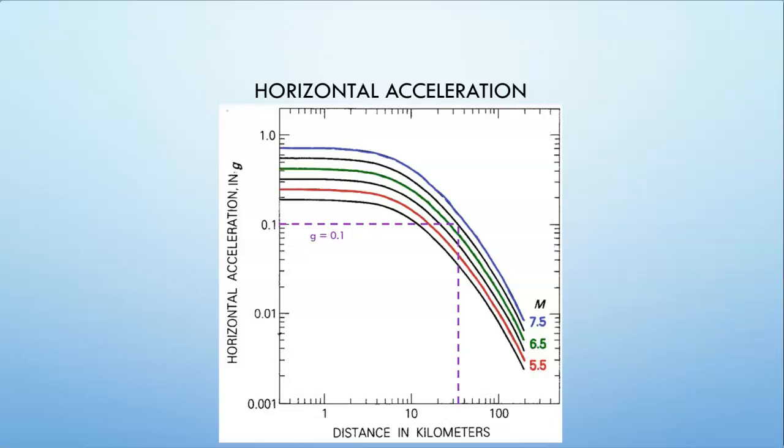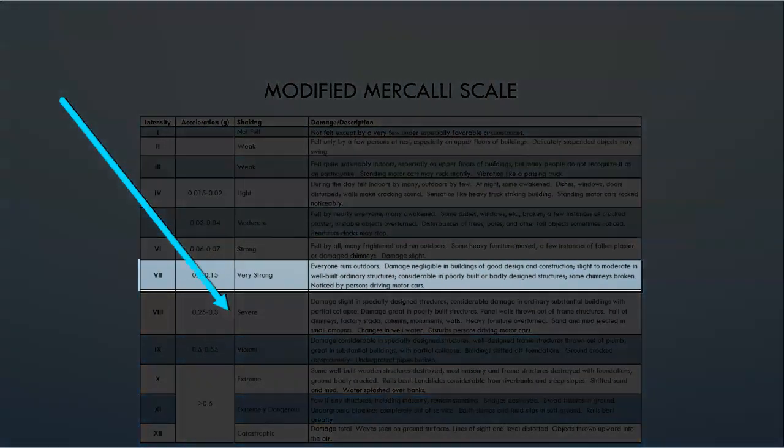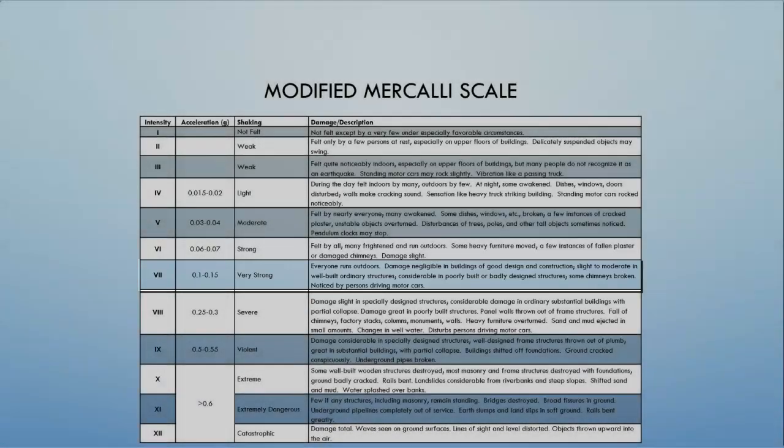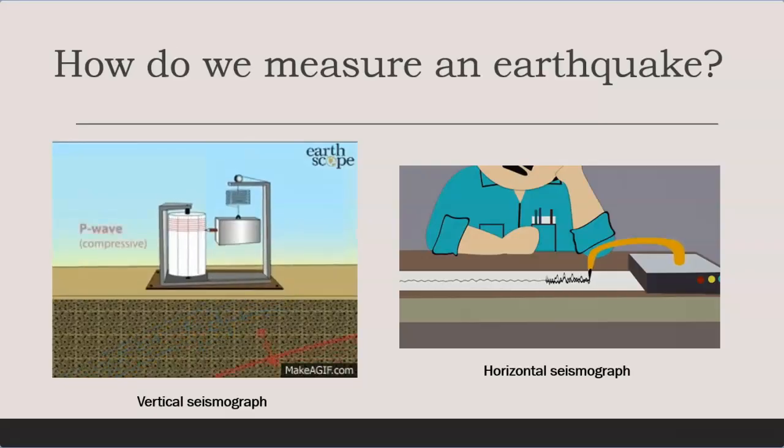G equals 0.1. Now moving to the modified Mercalli scale, match that 0.1 G to the correct intensity, and there you have it. It was a very strong earthquake. Damage is considerable in poorly designed structures, but negligible in buildings of good design and construction. In the activity, you are given data and asked to find the moment magnitude and the intensity. You will be doing all of this in the activity I posted on Canvas. Your book also has some helpful resources describing all of the information I just went through.